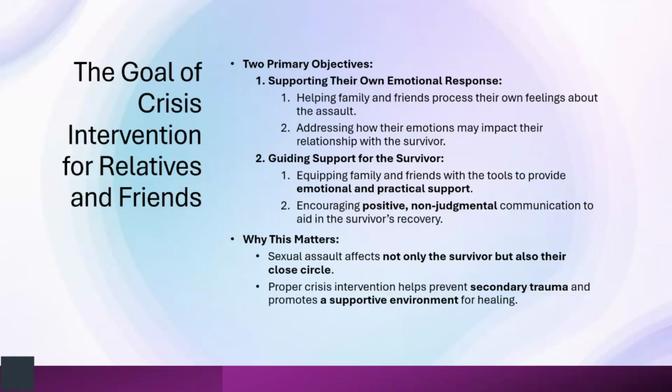When you're utilizing crisis intervention as an advocate, your two primary objectives are to support the secondary victim in their own emotional support response. We talked about how the secondary victim can have their own emotions about everything. So help them learn how family and friends may process their own feelings about the assault, and address how their emotions can impact that.